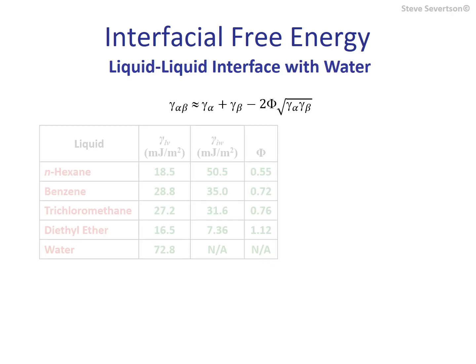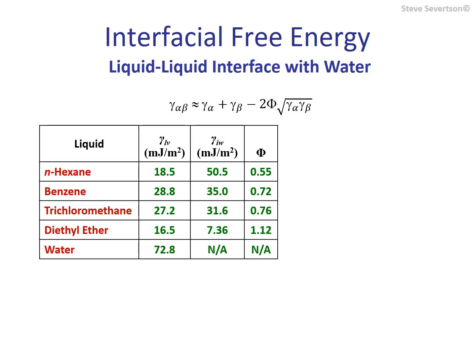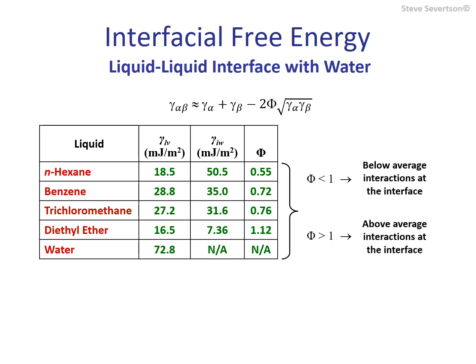The table lists the surface free energies for various organic liquids, along with the interfacial free energy when these liquids form an interface with water. Also listed are the phi values. In most cases, this correction factor is less than 1. The exception here is one that we've seen before. The ether cannot form hydrogen bonds in the pure liquid. However, such interactions are present across the interface with water, resulting in stronger interactions at the interface versus the average level of interactions in the pure states. When no data are available, authors will commonly assume phi is simply equal to 1.